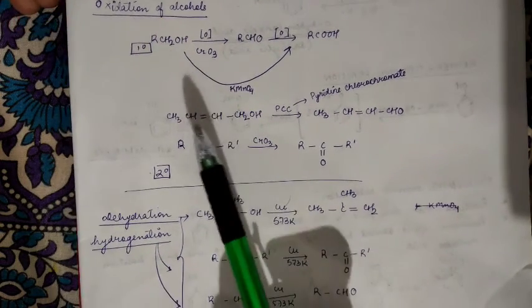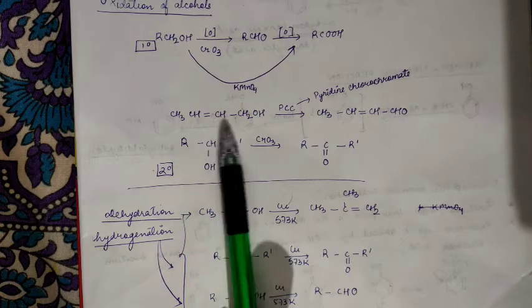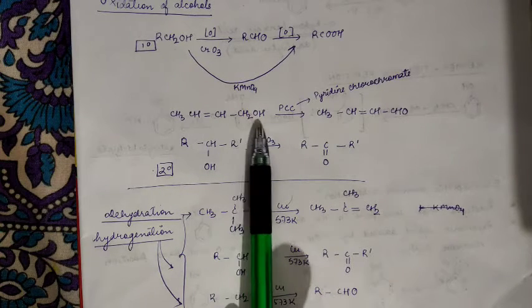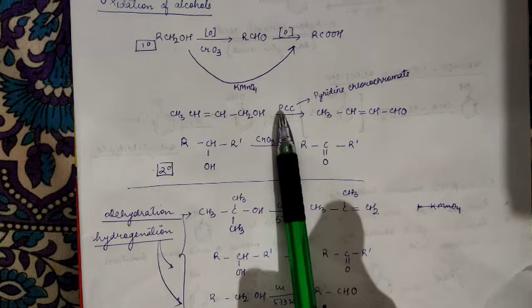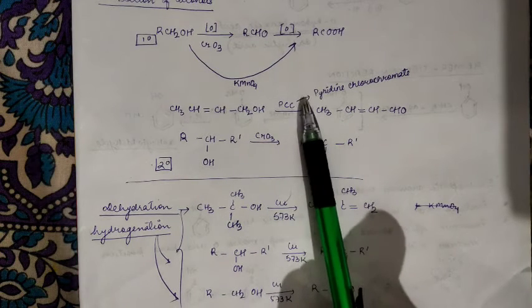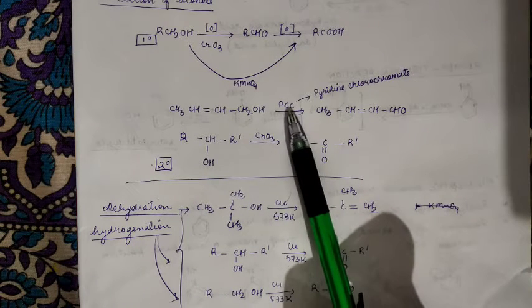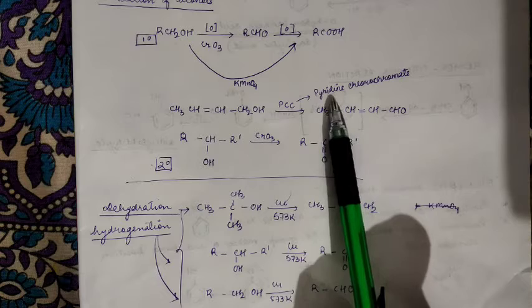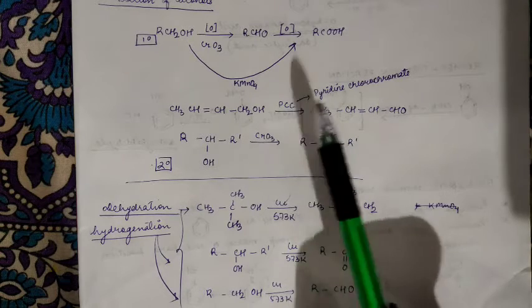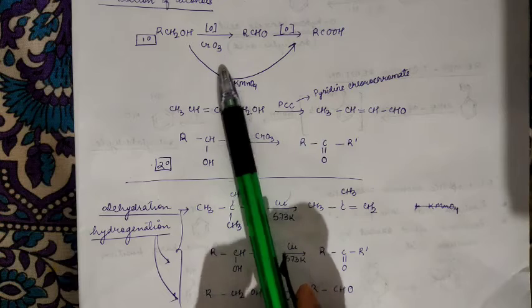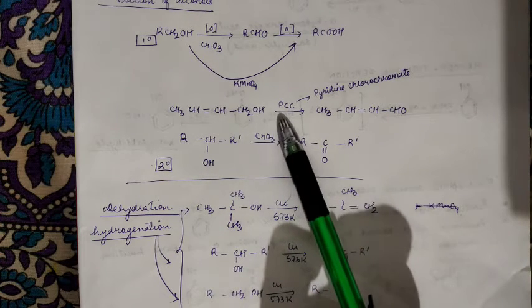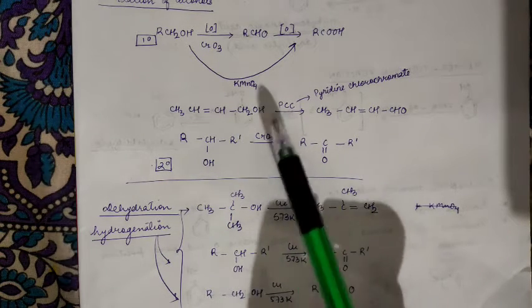So let us take an example here. It is the 1 degree or primary alcohol, and by using PCC, which is a better option than KMnO4, you can use the PCC, which stands for pyridinium chlorochromate, and you can convert the alcohol directly into aldehyde. So instead of CrO3, you can also use PCC, which is a better option.